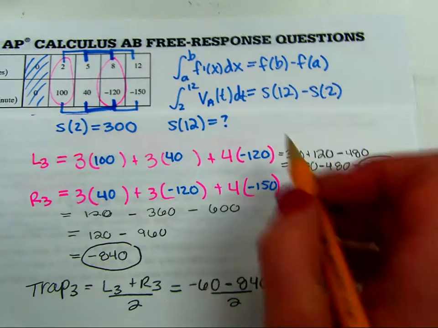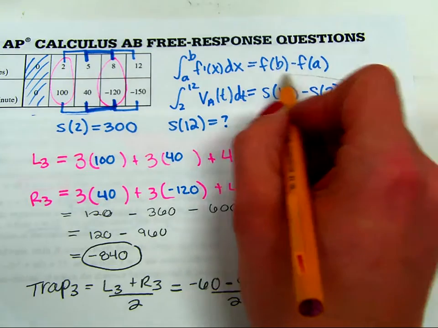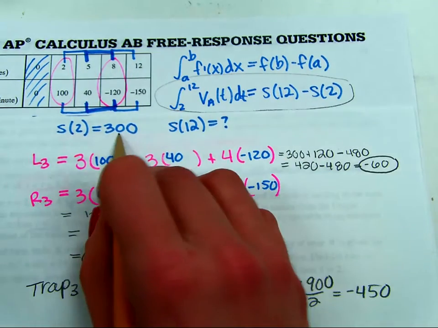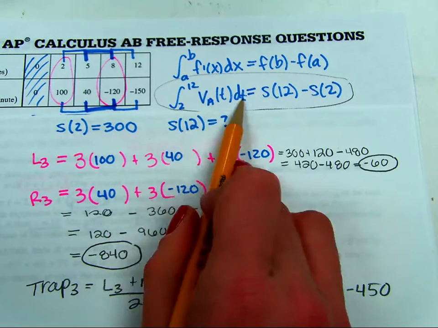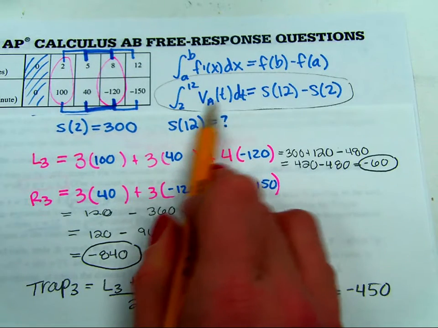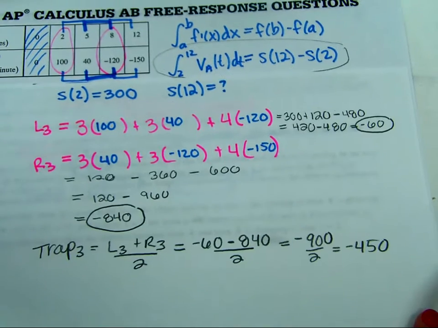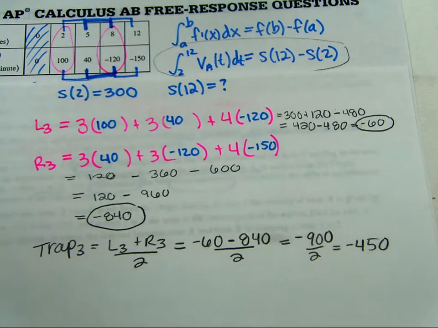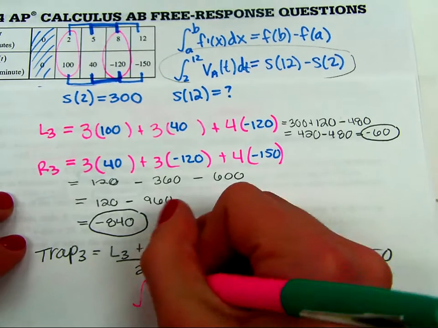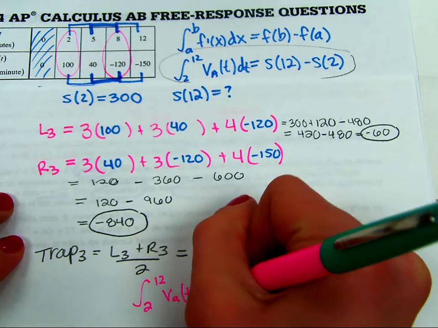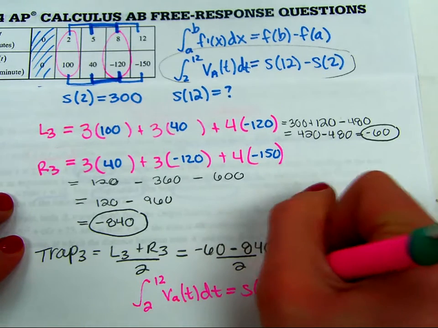We said this was kind of the setup of our problem. The whole goal was to find S of 12. We know S of 2, and they gave us a hint that we should use a trapezoidal sum. So that's going to be our negative 450. So if we copy that problem again, I'm going to take that problem down here. It was the integral from 2 to 12 of v sub A of t dt equals S of 12 minus S of 2.